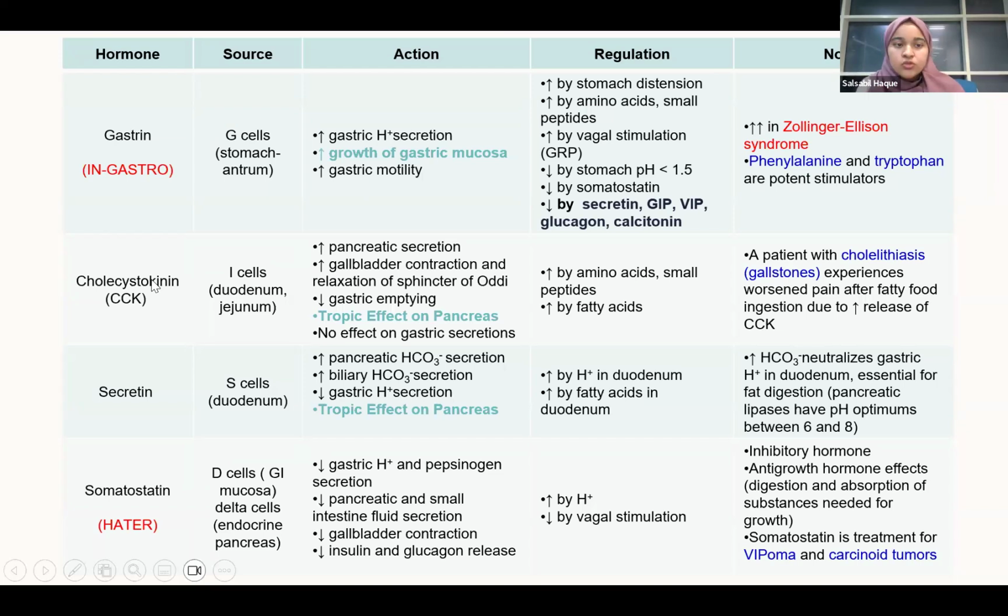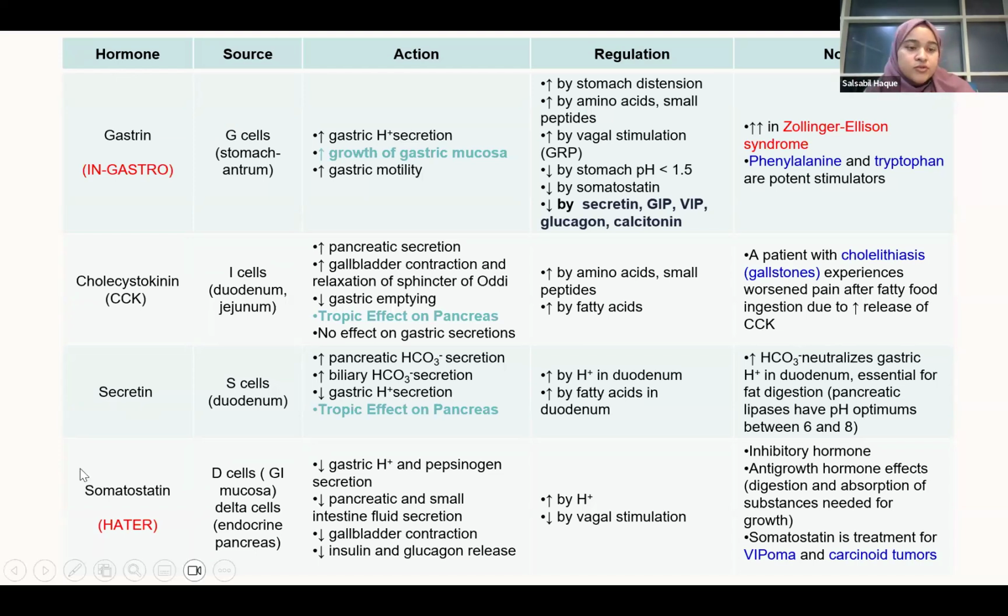Then you have cholecystokinin, which is secreted by I cells, and this is responsible for everything in the pancreas. So it increases pancreatic secretion and has a tropic effect on the pancreas, which means it increases the growth of the pancreas. However, it does not have any effect on gastric secretions. Then you have secretin, which is secreted by S cells. Now, secretin, as the name suggests, increases secretions. What kind of secretions? Mainly bicarbonate secretions from both the pancreas and also the biliary system. However, it inhibits gastric acid production.